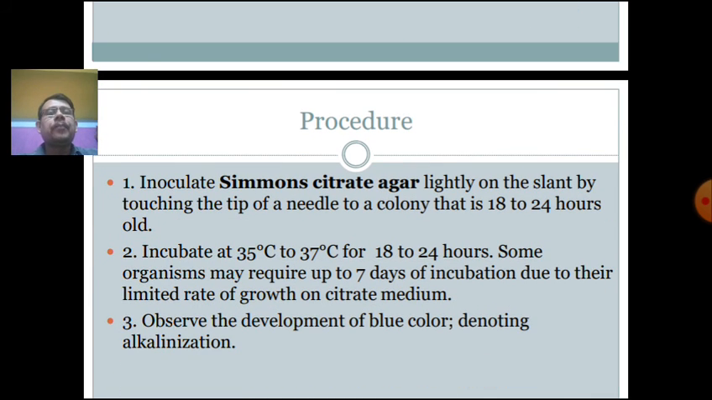The procedure is to inoculate Simmons citrate agar lightly on the slant, because we use a slant culture. In the slant culture, generally you streak the culture medium by touching the tip of a needle to a colony that is 18 to 24 hours old, and incubate at 35 to 37 degrees centigrade for 18 to 24 hours. Some organisms may need up to 7 days of incubation due to their limited rate of growth in citrate medium. Observe the development of blue color denoting alkalinization.